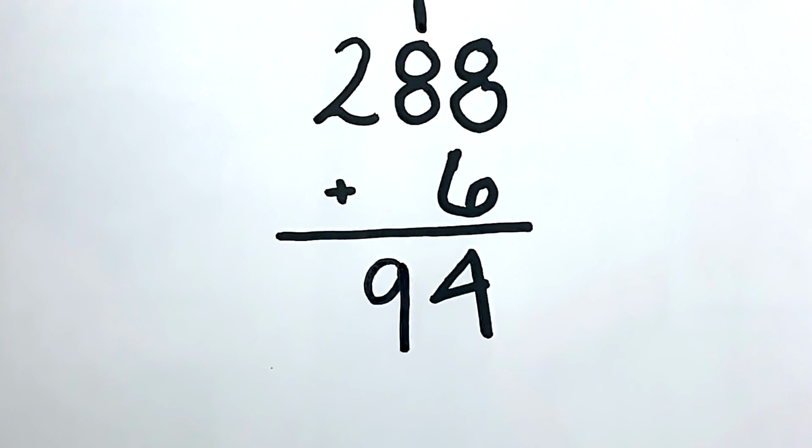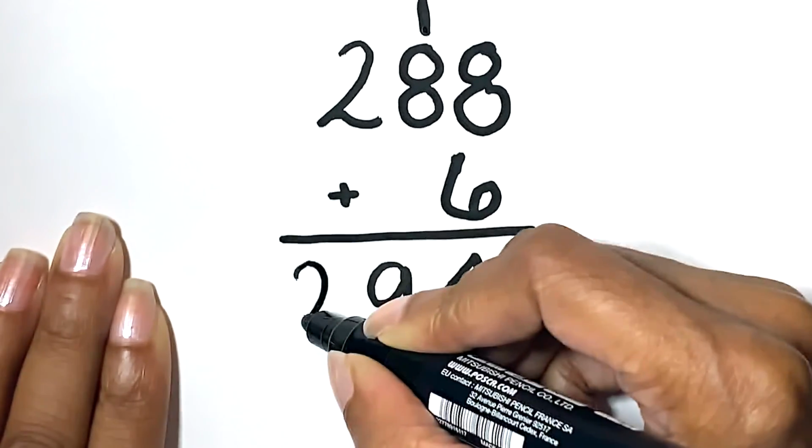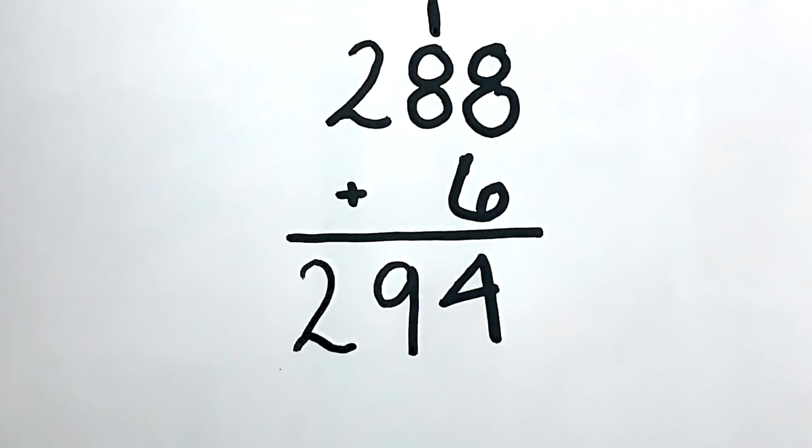And then, after we finish adding the right side, the middle, now we got to add the left side. So since there's no number under 2, we're just going to bring the 2 down. Okay? So 288 plus 6 is 294. And 294 is an even number.